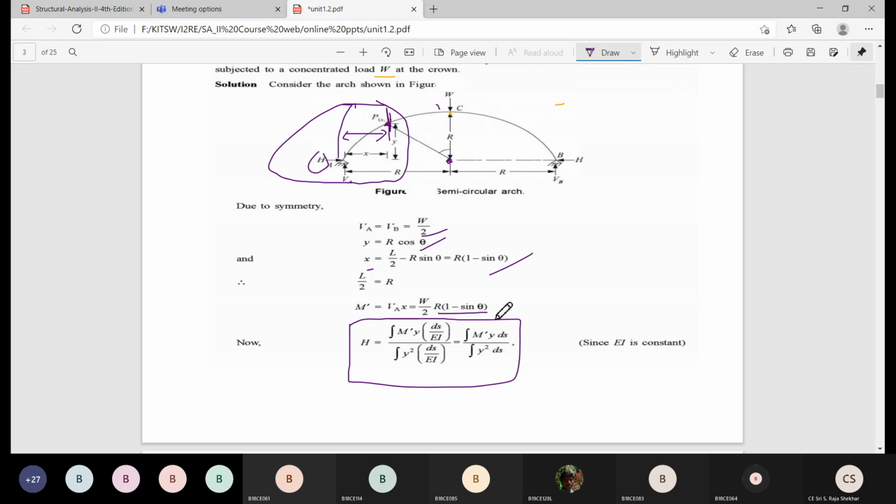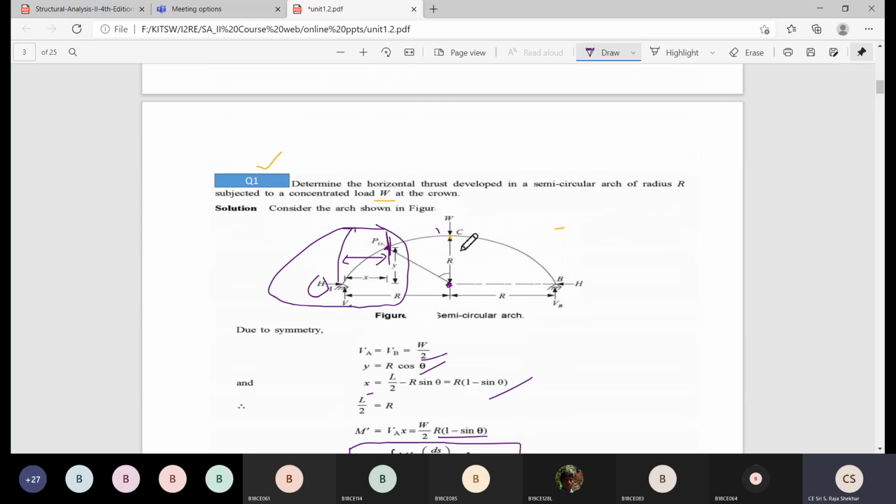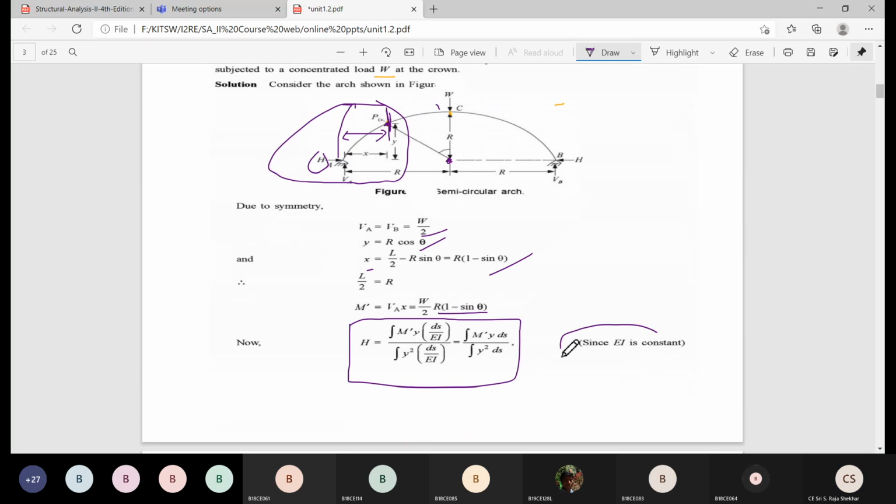Now we need to calculate the integration of M dash y ds by EI, that is, the integration of M dash y into ds, and the integration of y square ds. For this semicircular arch, the section modulus is the same everywhere. EI is constant, so EI gets cancelled. Finally we get the formula: integration of M dash y ds by integration of y square ds.